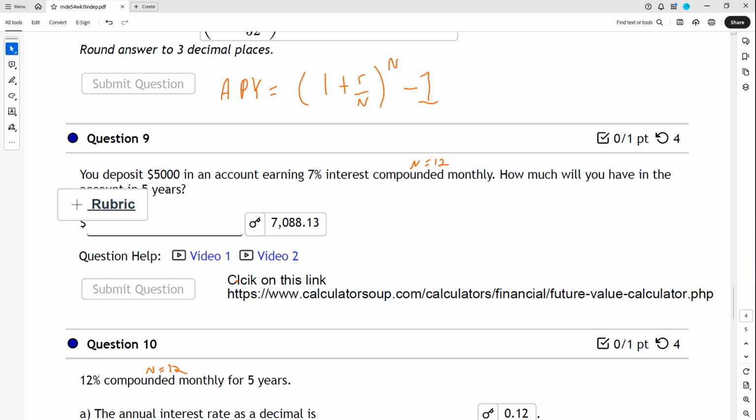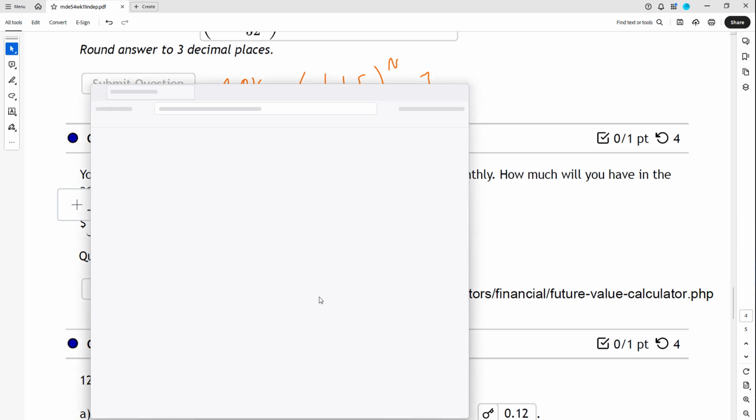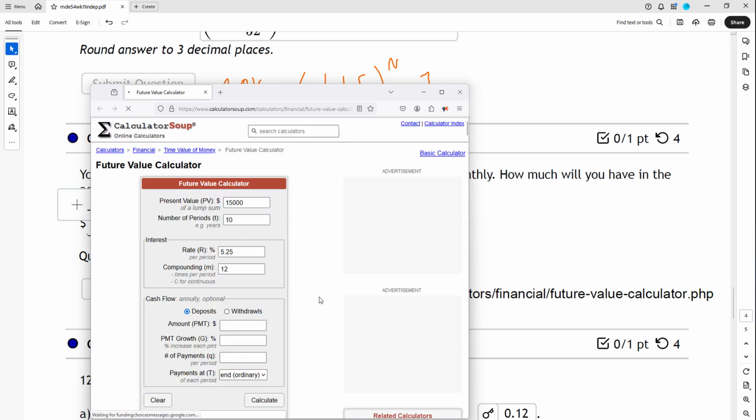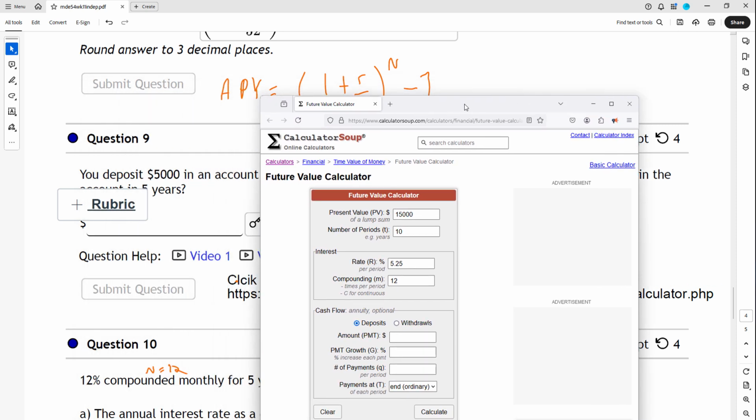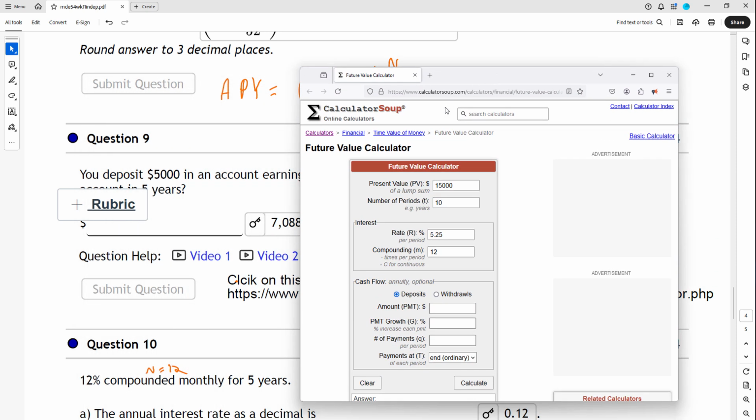You deposit $5,000 into an account earning 7% interest compounded monthly, so N is 12. How much will you have in the account in 5 years? You can click on this link. So this is 5,000 here. And then the time period is 5 years.